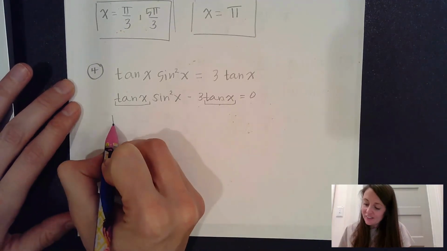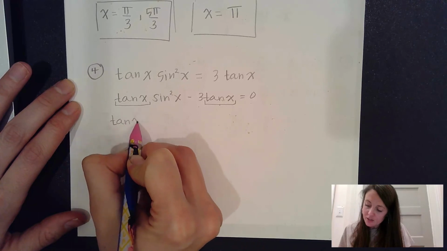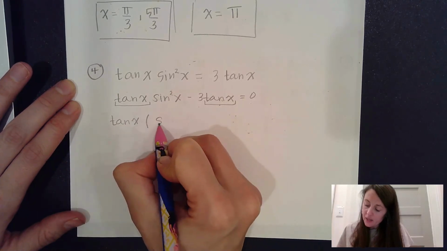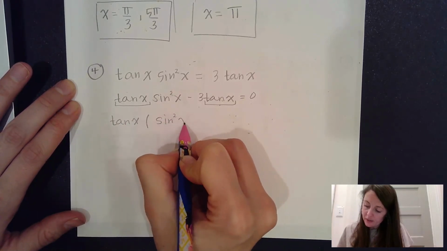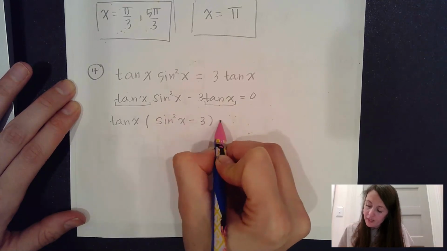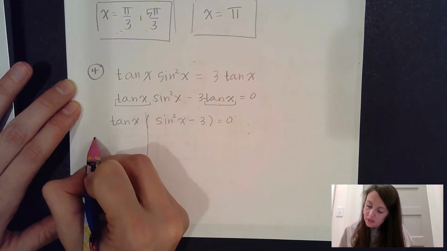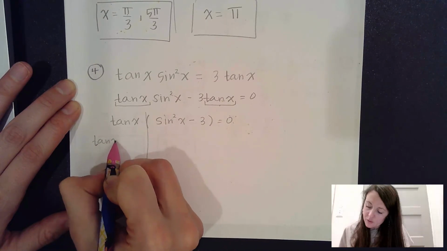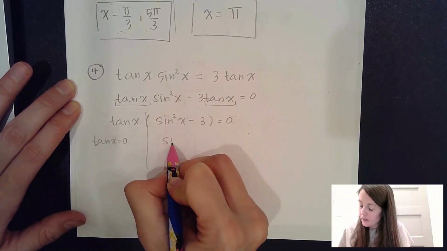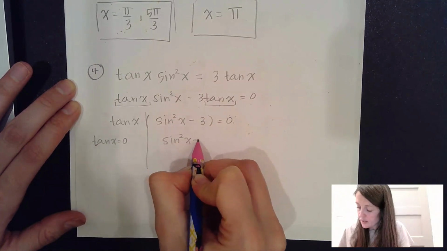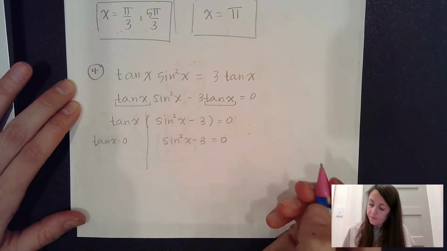So if I can factor this, tangent of x factors out, and you'll be left with sine squared x minus 3. And then you can set both of those equal to 0. So where is tangent of x going to be equal to 0? And where is sine squared x minus 3 equal to 0?